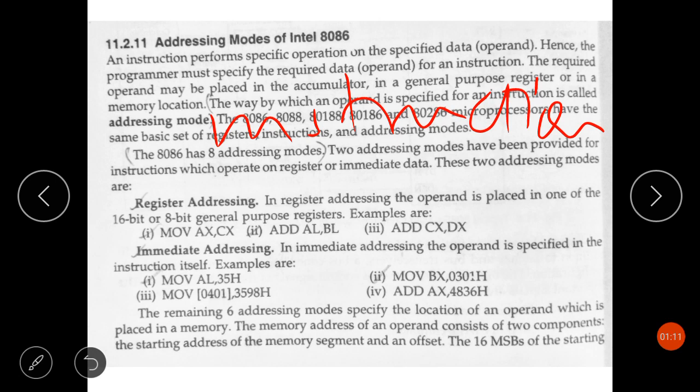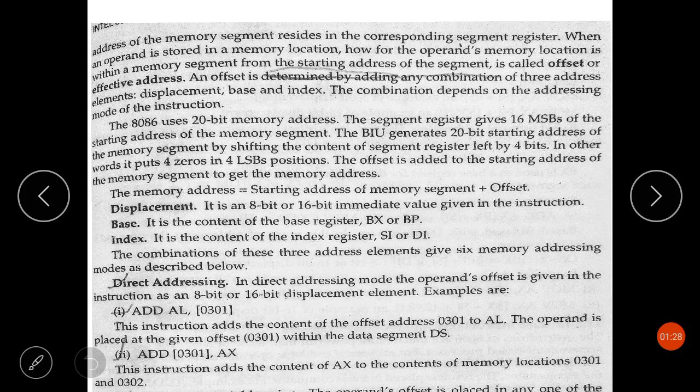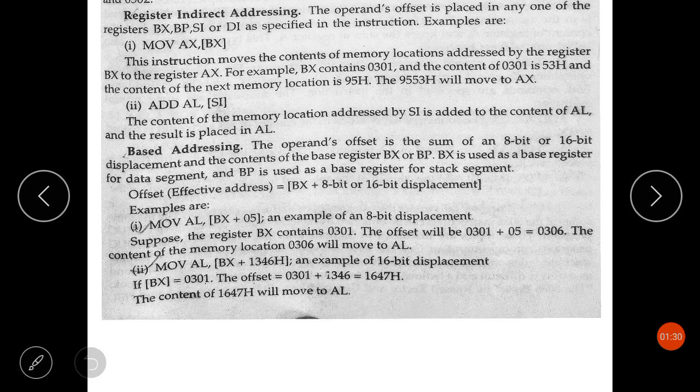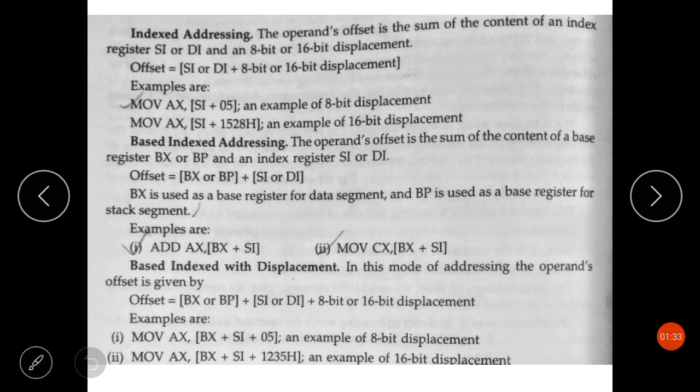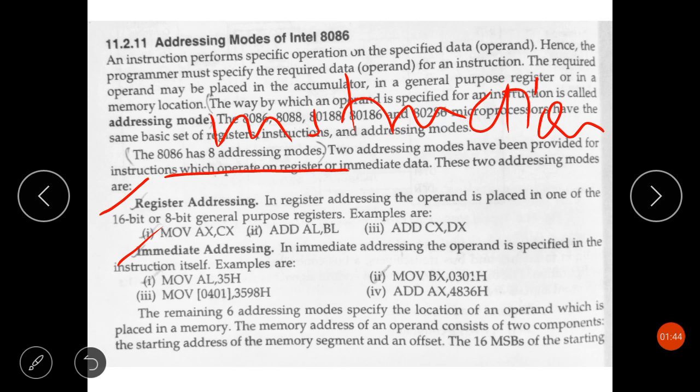In the 8086 microprocessor we have 8 addressing modes. They are register addressing mode, immediate addressing mode, direct addressing mode, register indirect addressing mode, based addressing mode, indexed addressing mode, base indexed addressing mode, and base indexed with displacement addressing mode. So we have these 8 addressing modes in the 8086 microprocessor.